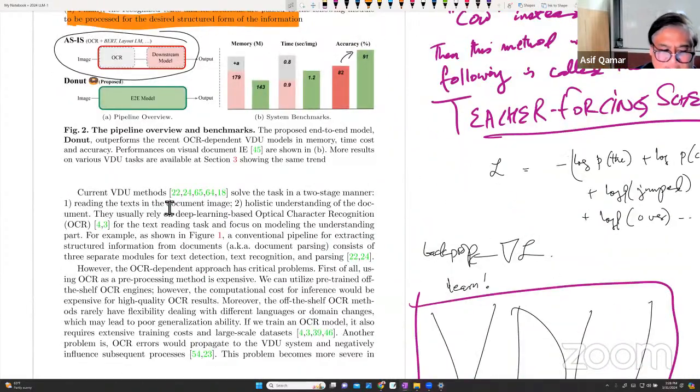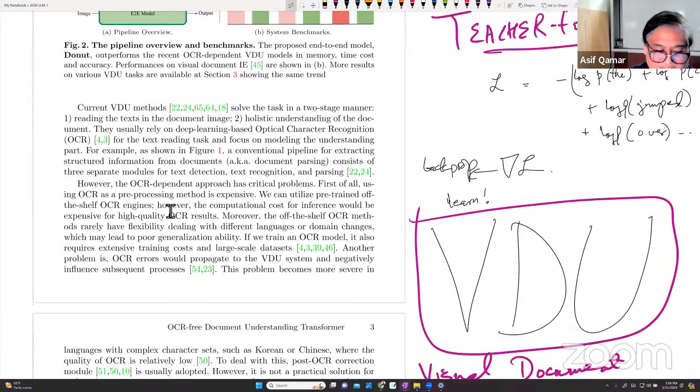So let's move forward. The current VDU methods solve the task in a two-stage manner: reading the text in the document image, and holistic understanding of the document. These are the two stages we talked about. They usually rely on deep learning-based optical character recognition, OCR, for the text reading task and focus on modeling the understanding part. For example, as shown in Figure 1, a conventional pipeline for extracting structured information from a document consists of three separate parts: text detection, text recognition, and parsing.